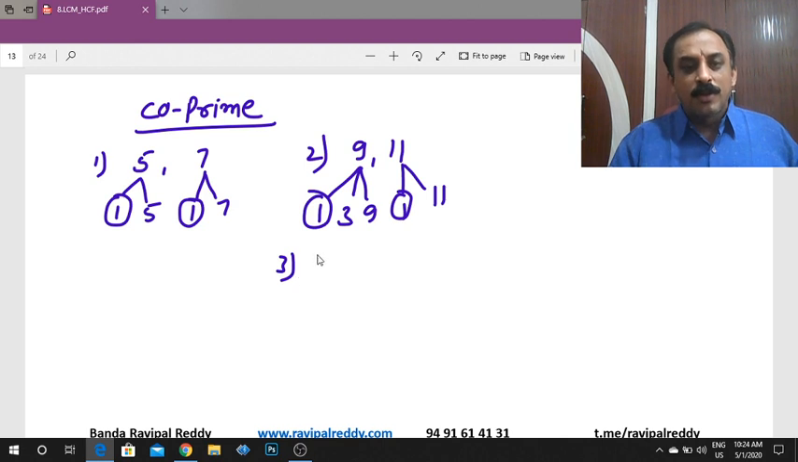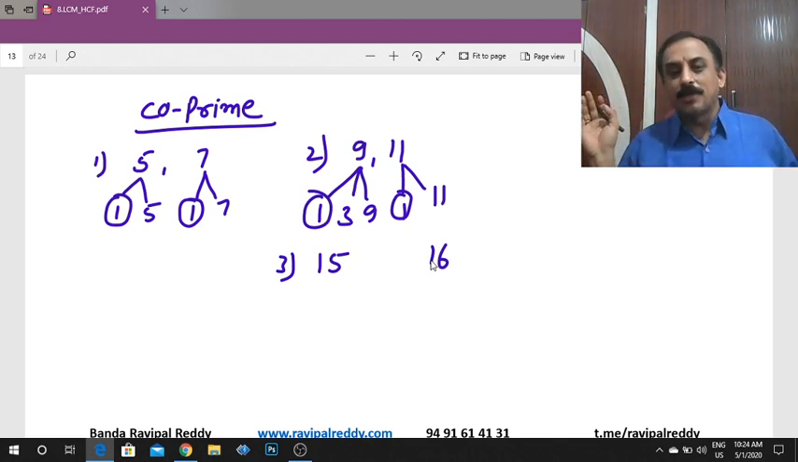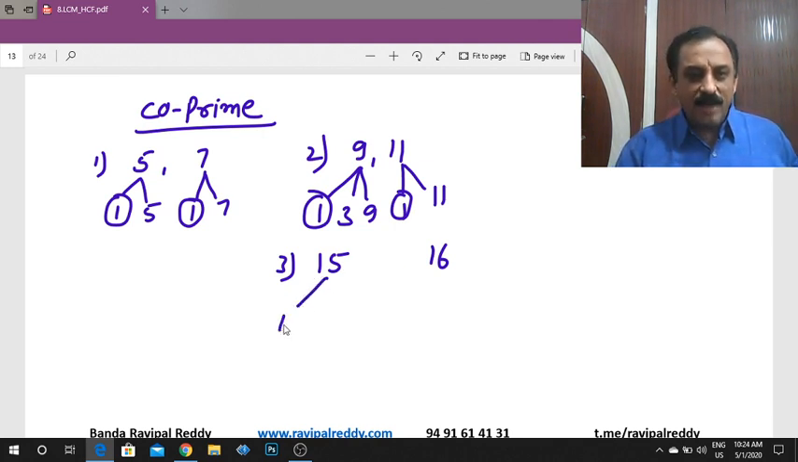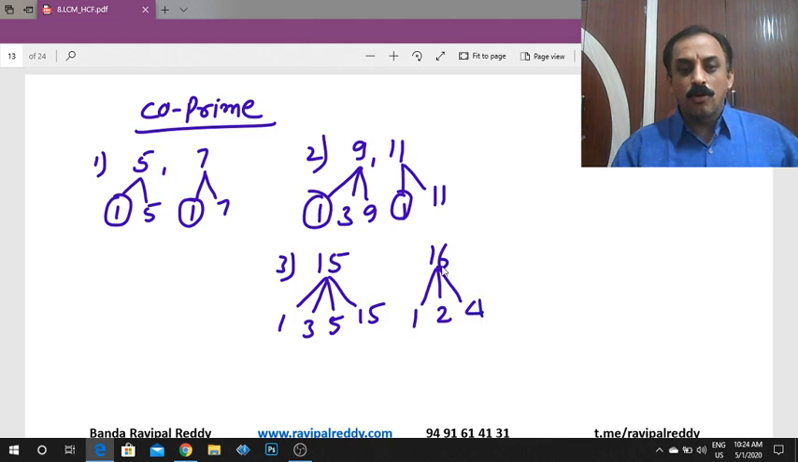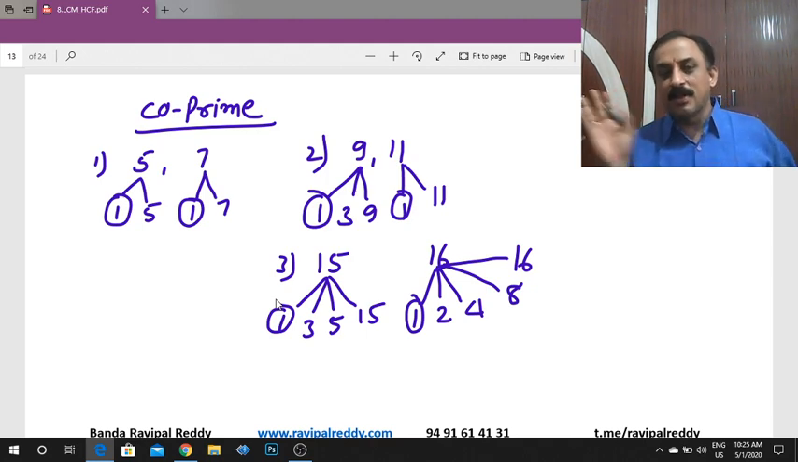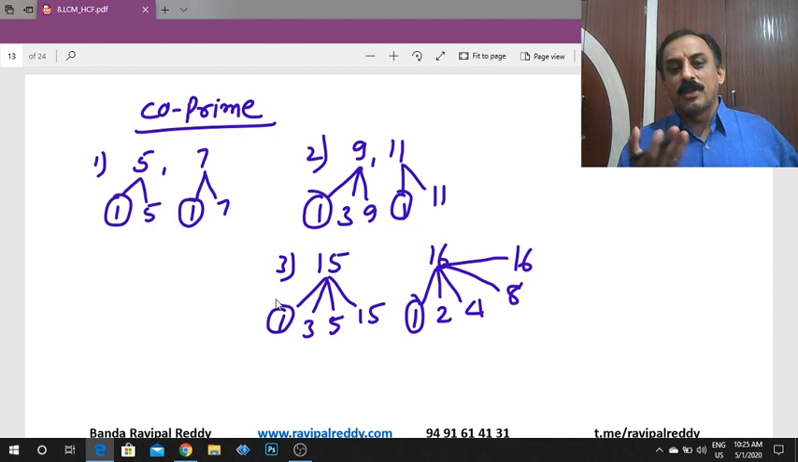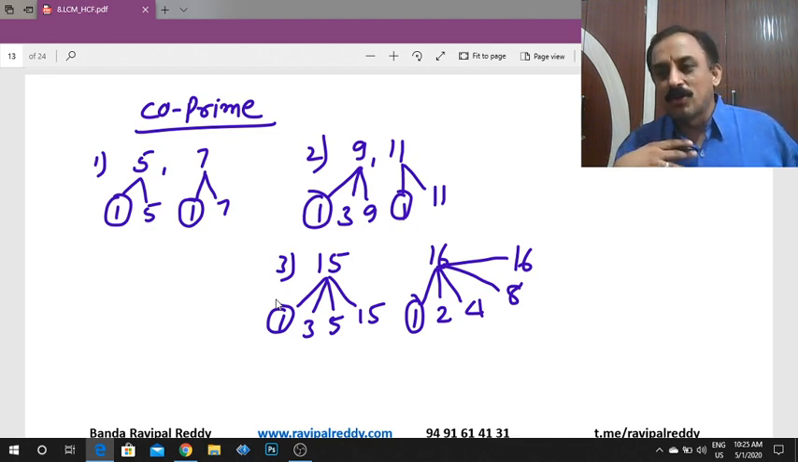And one more example, take 15 and 16. 15 is not a prime number. 16 is also not a prime number. Here both 15 and 16 are not prime numbers, but this pair is co-prime. The reason: 15 is divisible by 1, 3, 5, 15. The factors of 16 are 1, 2, 4, 8, 16. For 15 and 16, one is the common factor. One is the common factor for all the numbers. Except one, there is no common factor. Therefore, this pair is also known as co-prime numbers.